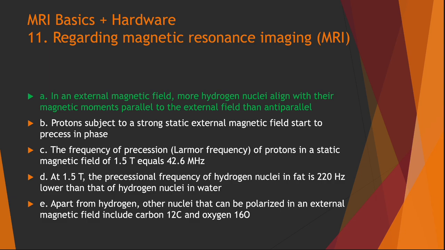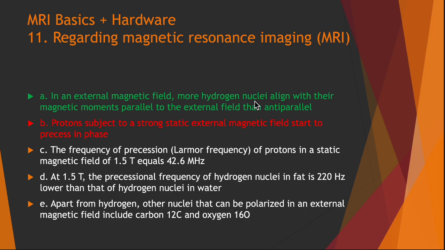Second question was, protons subject to a strong static external magnetic field start to precess in phase. The answer is false, because protons align with the external magnetic field, but they precess with different phases, and hence they cancel each other's transverse magnetization. That is also told to us when we start reading about MRI.